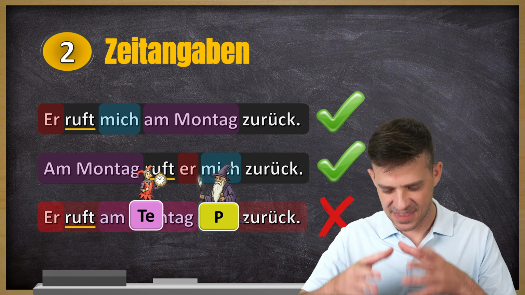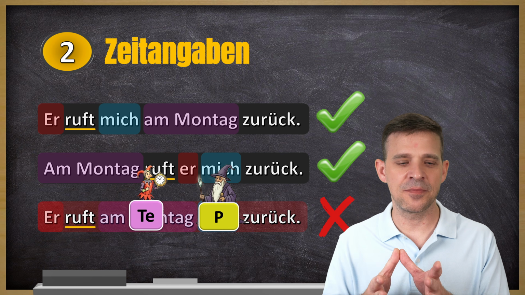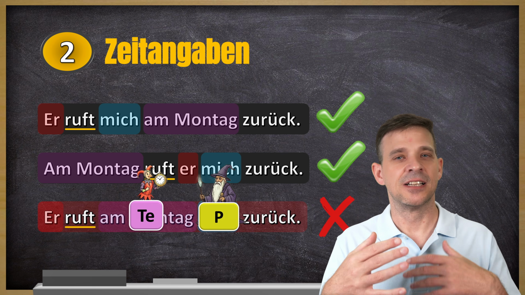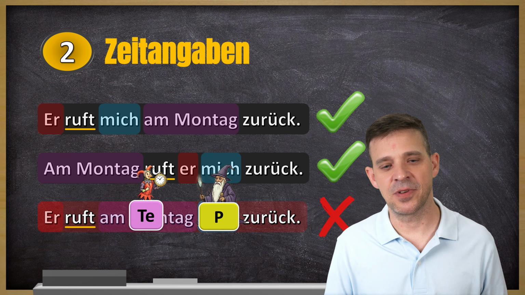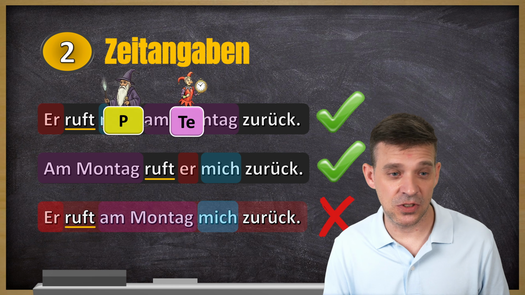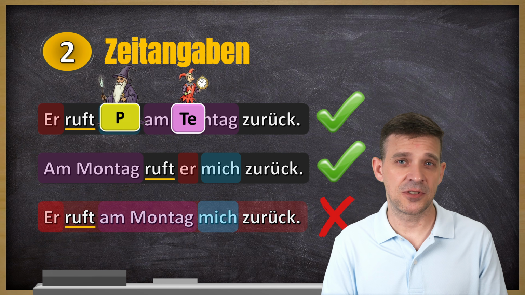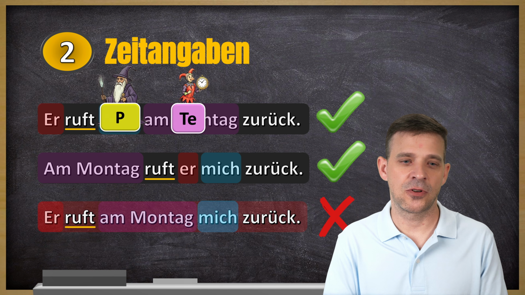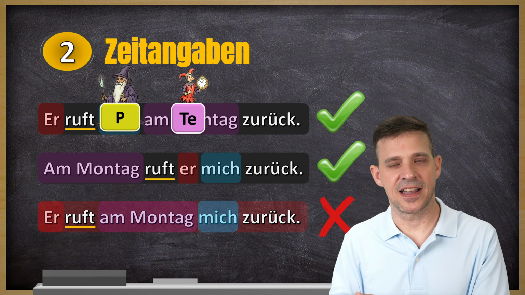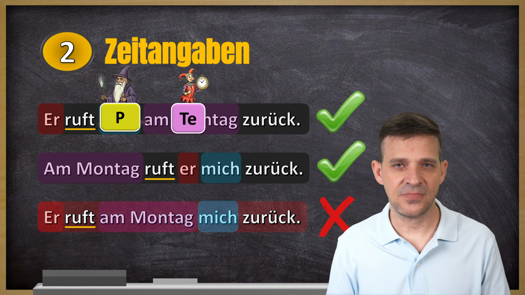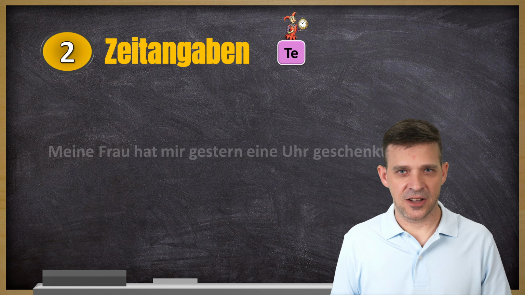In the kingdom, the magician is always more important than the advisor, the time advisor here, the time information. So it should be first, like in the first example, first Personalpronomen and then the time information. Let's go to another example.